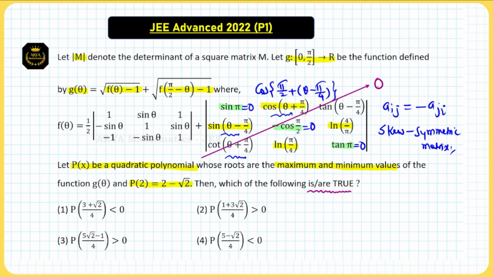And now f of theta is nothing but this first determinant. Now here if you expand the first determinant, you will get half of, and then you have 1 plus sine square theta. And with sine theta, you will get 0. And with 1, again, you will get the same thing, 1 plus sine square theta. So f of theta is nothing but 1 plus sine square theta.